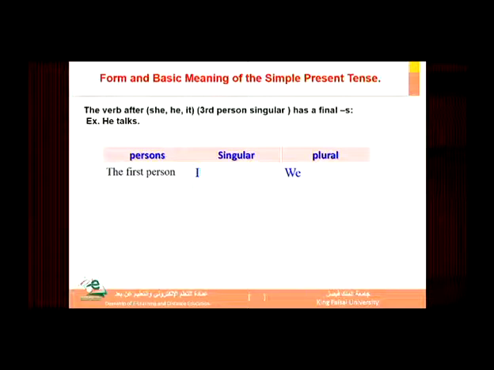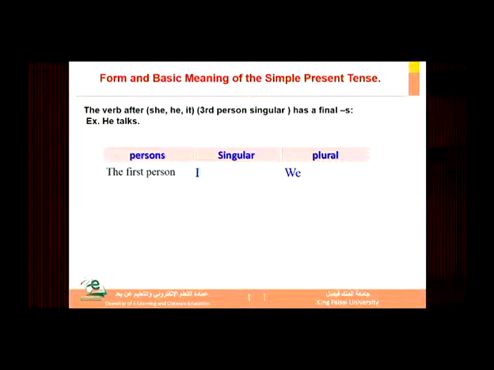So basically the verb after the third person singular pronoun usually has S or ES depending on the ending of the verb. So if we have he, she, it, which are the three third person pronouns representing the singular, the verb takes an S at the end.